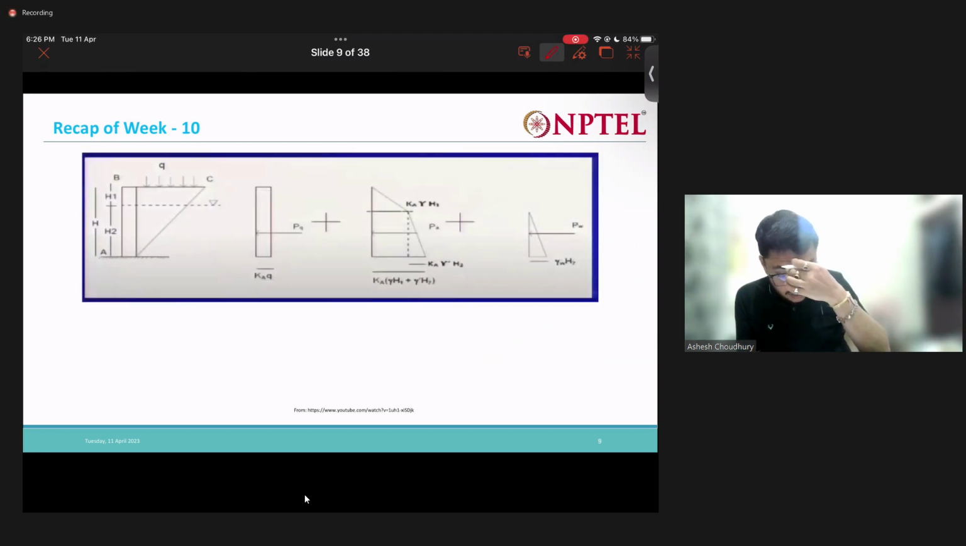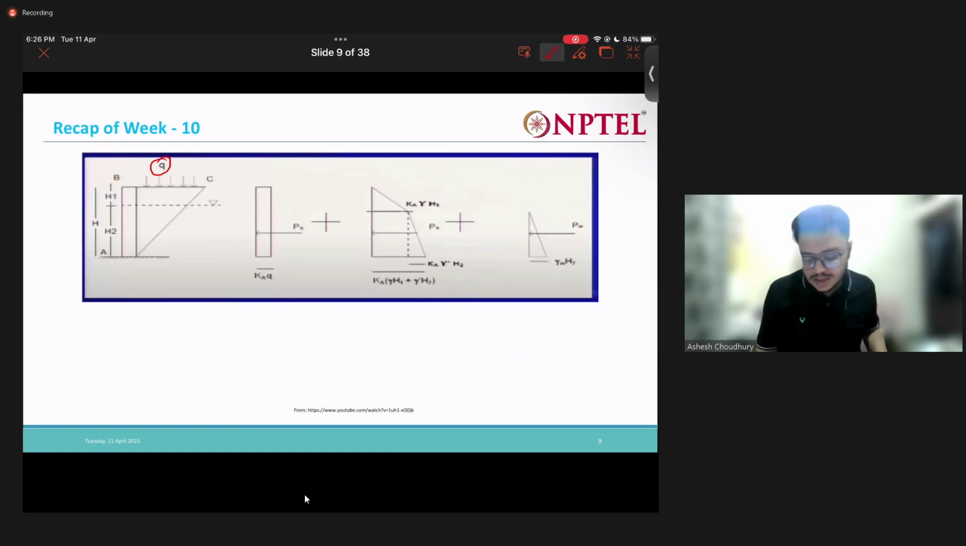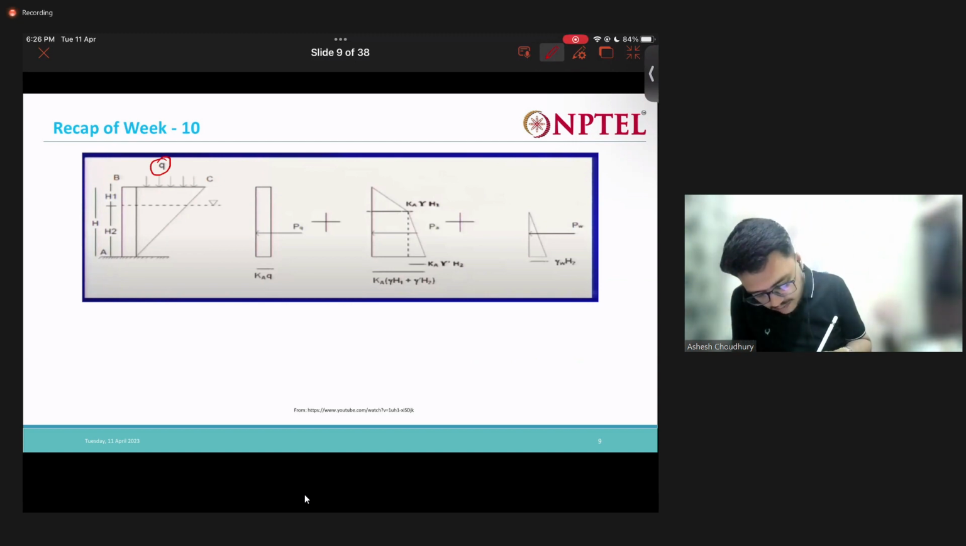Now say we have a partially submerged case, and also you have some surcharge acting. So first, for this part below, it's submerged, right? So for this part we will be having a hydrostatic stress distribution like this. This is nothing but gamma w into h2. This is h2, the hydrostatic pressure we will be getting.